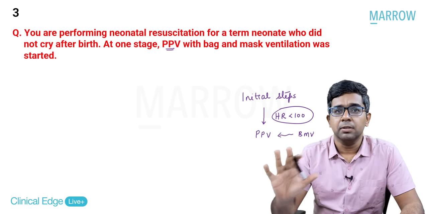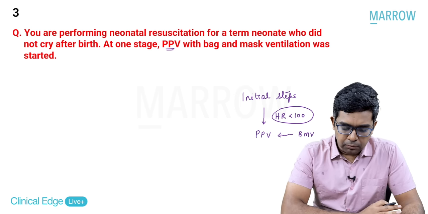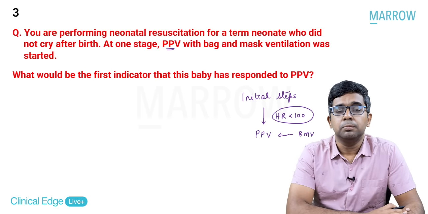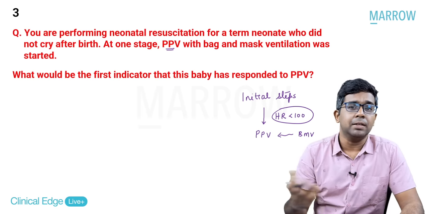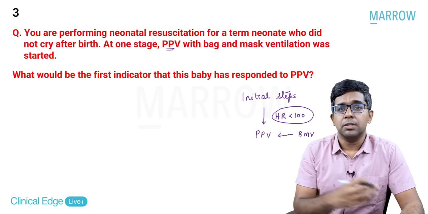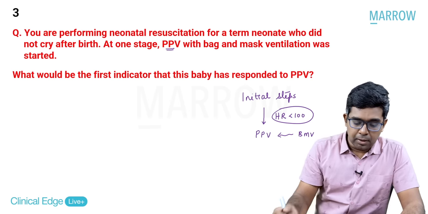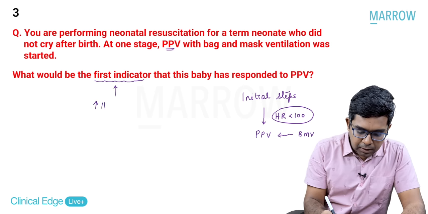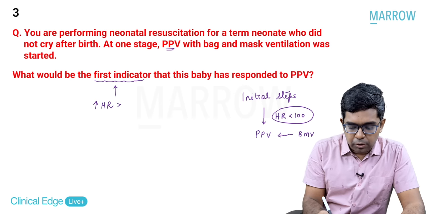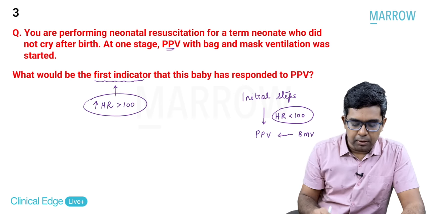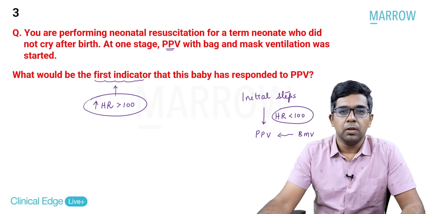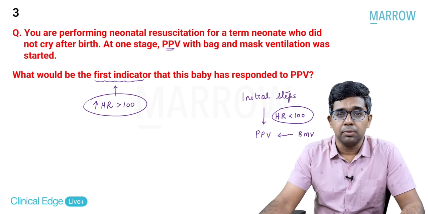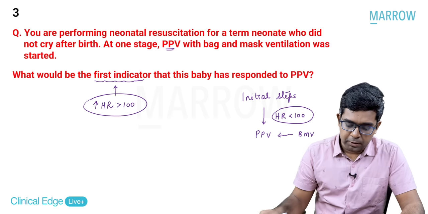So let's imagine that we are in this situation. Now the question is, what would be the first indicator that this baby has responded to positive pressure ventilation? There may be many indicators like increase in the heart rate, color change, baby starts crying, all these things are there. But the first indicator would always be increase in the heart rate. How much? To more than 100 per minute. This is a very, very important indicator. So the moment we start PPV, we start looking at the monitor to check whether the heart rate has improved, and that is the first indicator of response to PPV.